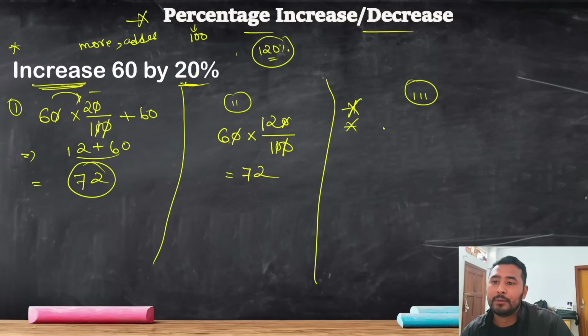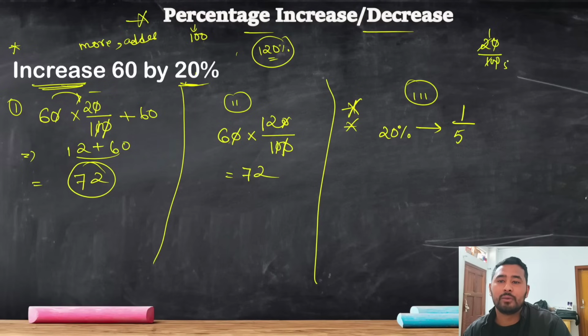Okay, let's see. 20%. Like I told you, you know the fractional value of 20%. What was it? 1 by 5. By heart. If you don't know, you can check here. 20%, I can write it like this. Cancel 0, 0, 2, 1, 2, 5. So are we getting 1 by 5? Fractional value is 1 by 5.